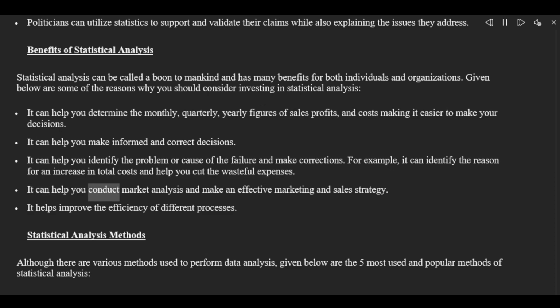It can help you conduct market analysis and make an effective marketing and sales strategy. It helps improve the efficiency of different processes. Statistical analysis methods. Although there are various methods used to perform data analysis, given below are the 5 most used and popular methods of statistical analysis.